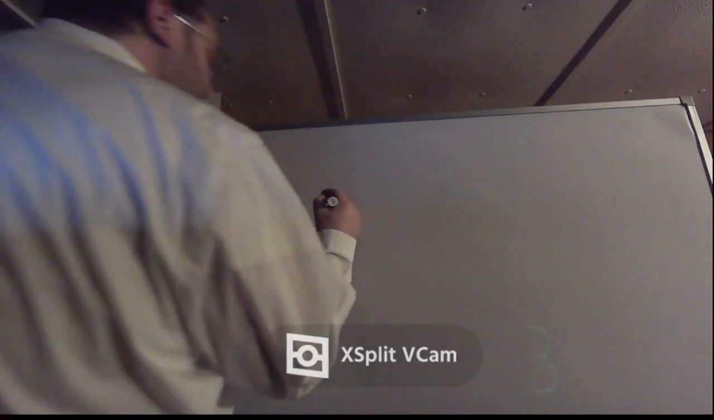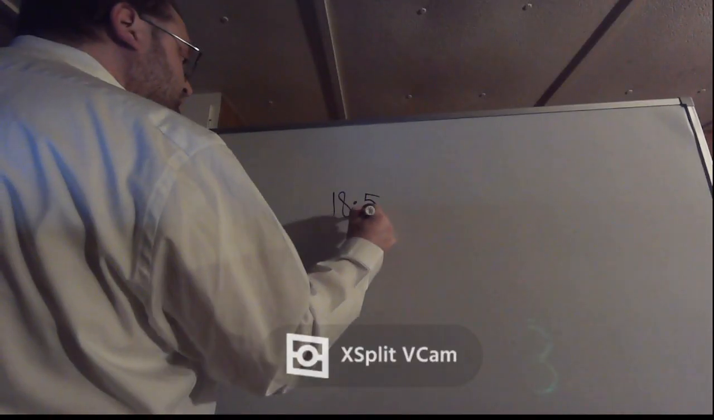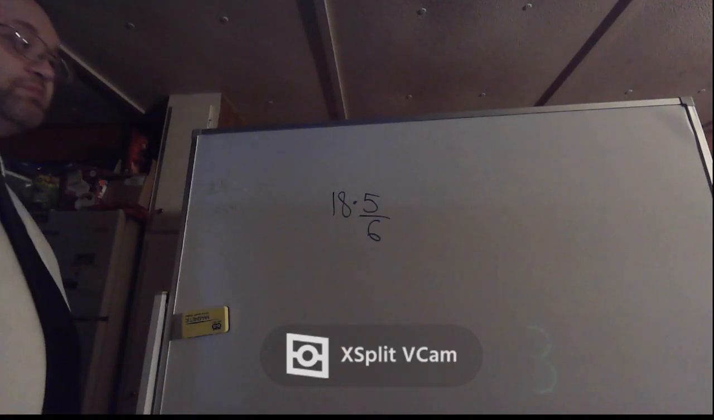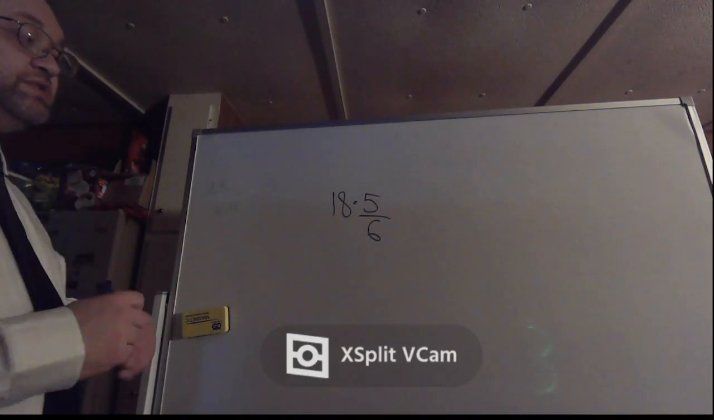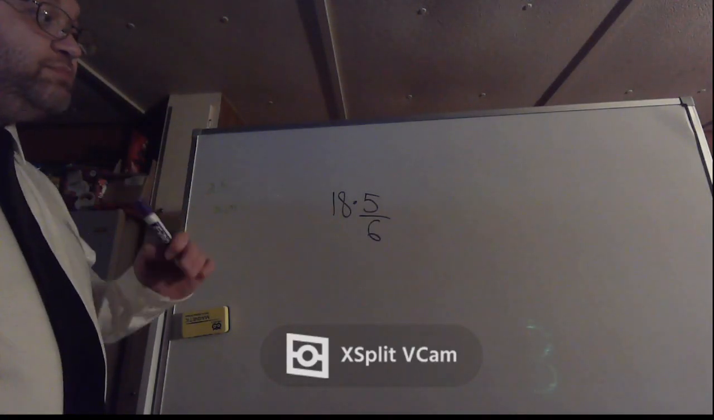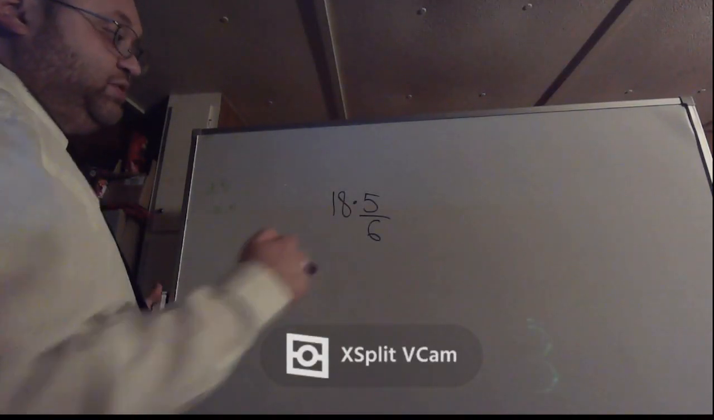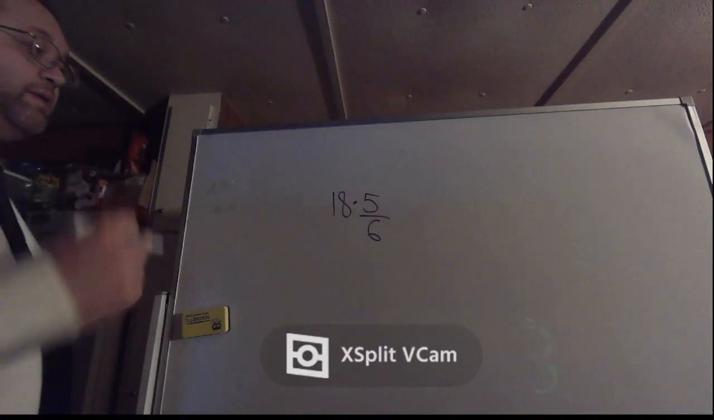Alright, 2 more. What does this one look like? 18 times 5/6. Again, it's best that we factor before we multiply, because what's going to happen if you don't is you can go ahead and multiply the numerator and then the denominator, but 18 times 5 is 90. You'll have 90 over 6. That's not nearly as easy to work with as what we're about to do here.